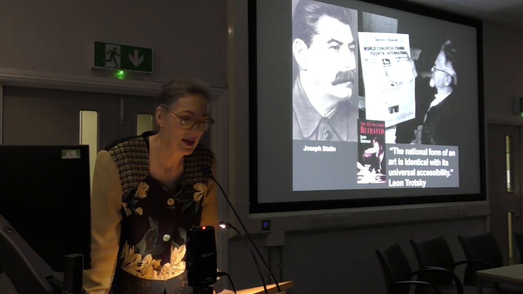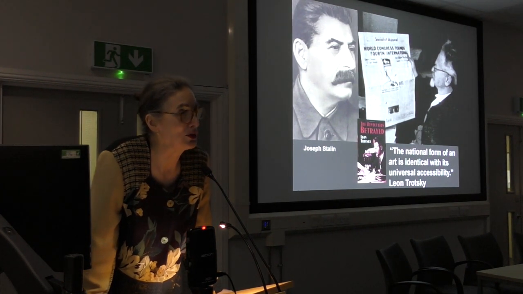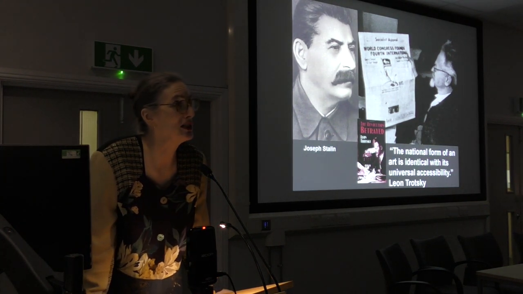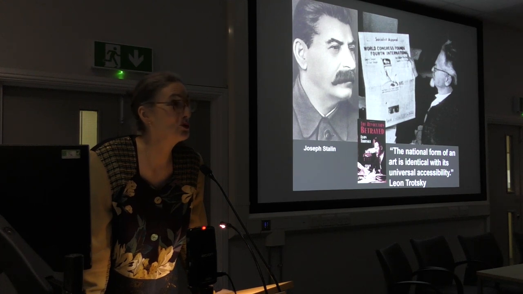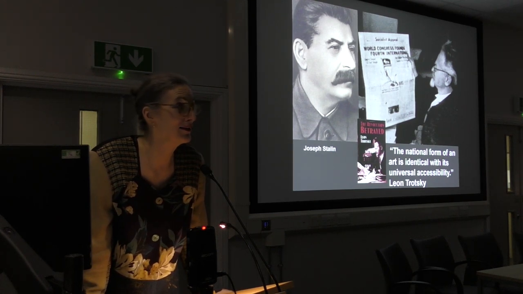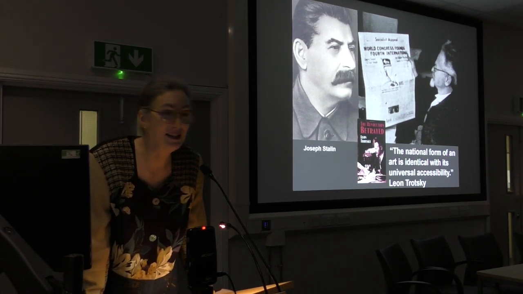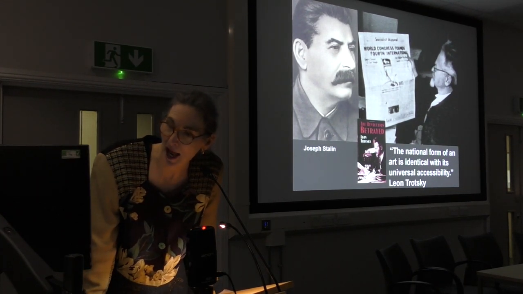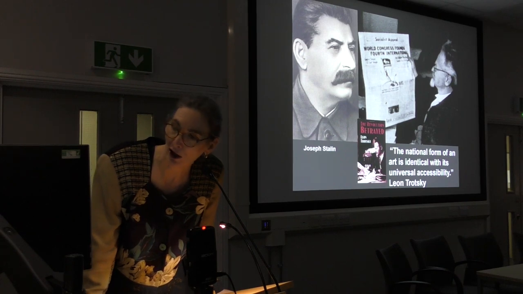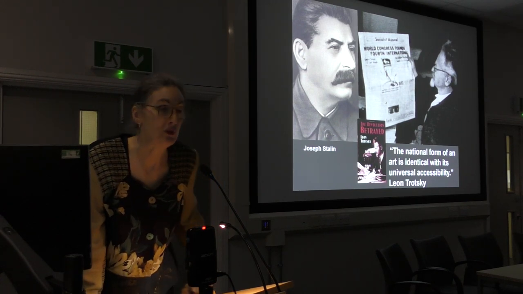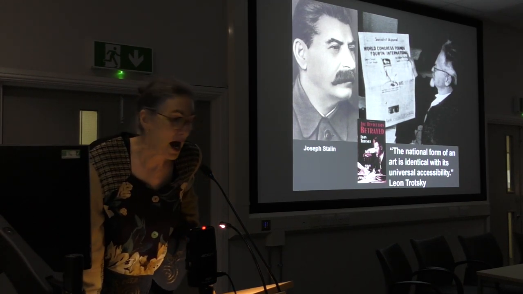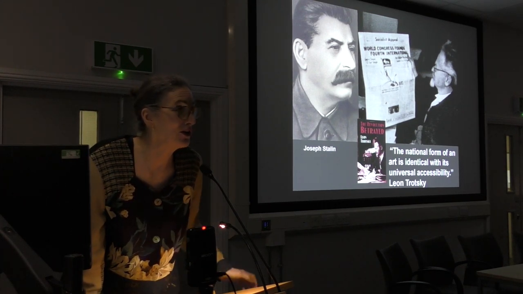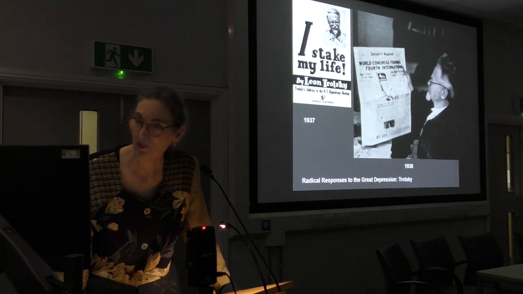And Lee was accused of being a Trotskyite at the Artists Union when she spoke out, and she didn't even know at the time who Trotsky was, so she went out and got a book to read, and she found that Trotsky said something she agreed with. "The national form of an art is identical with its universal accessibility." But Lee was not interested in making national art or accessible art.